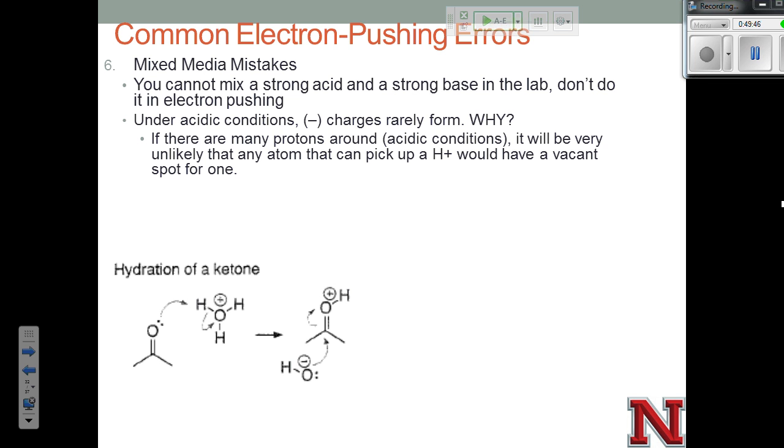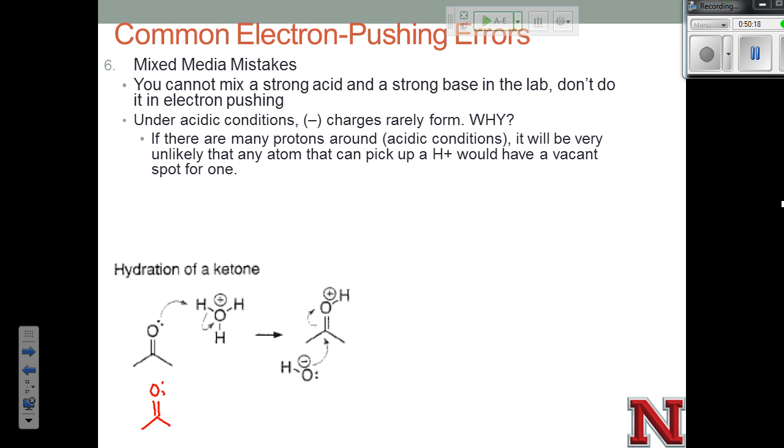So if it's under acidic conditions, especially a strong acid, we're never going to form a full negative charge, except on our conjugate base, because our conjugate base is not a strong base. That's what makes it the conjugate base of a strong acid. Anything else would be a very strong base, so this would not happen. If it even formed, it would react so fast it would be negligible for the overall mechanism. So more likely, water would attack as a neutral.